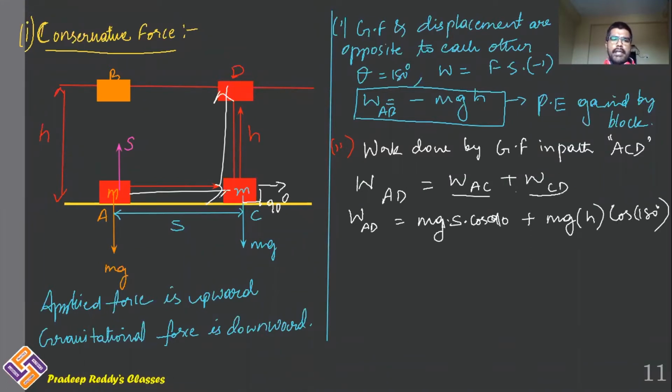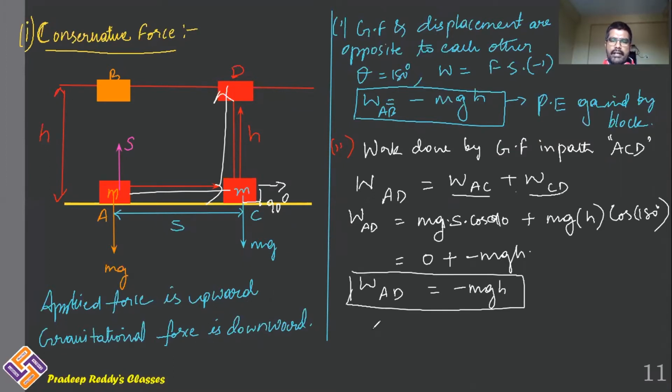From A to C, gravitational force is in the downward direction, but displacement is to the right side, so the angle you are taking is 90 degrees. Whereas when the body is lifted from C to D, gravitational force is acting in the downward direction and displacement is in the upward direction. The angle between them is 180. So clearly you can write this is 0 plus, and this becomes minus mgh. Therefore work done AD is also equal to minus mgh.